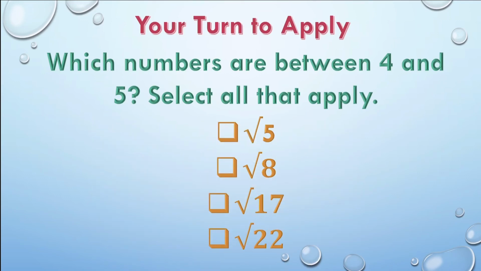Okay, so if I take a look, it says which numbers. That should signal to you there's going to be more than one. And it says select all that apply. If you see a problem like this, there is guaranteed to be more than one. So 4 squared is 16. 5 squared is 25. You got it. Square root of 17 and square root of 22 fall between those two numbers.